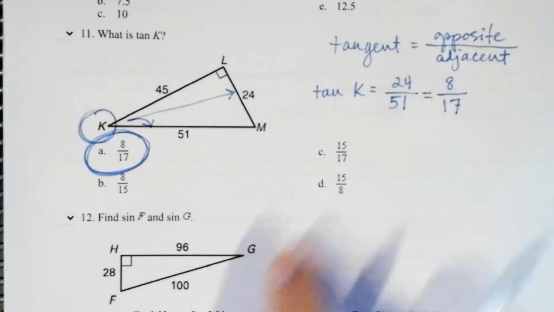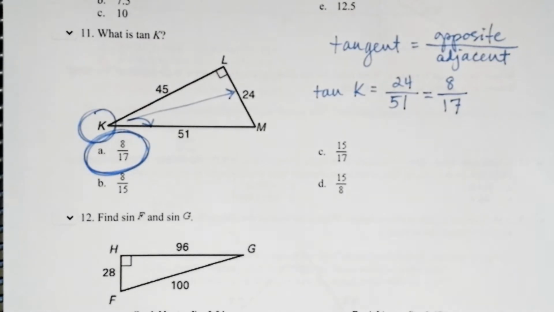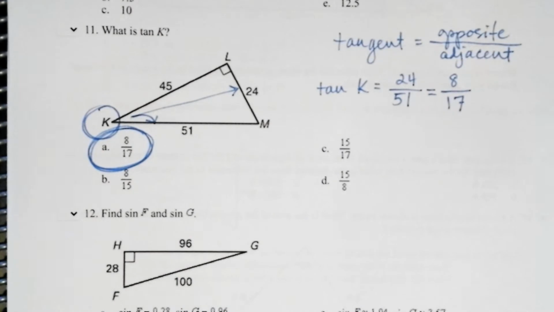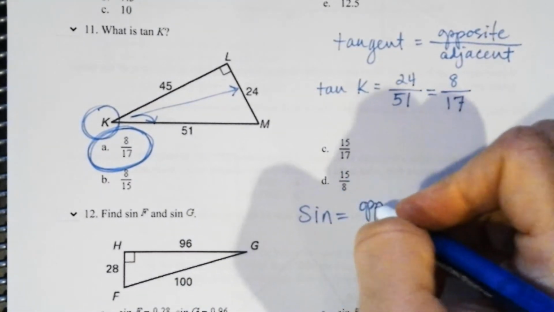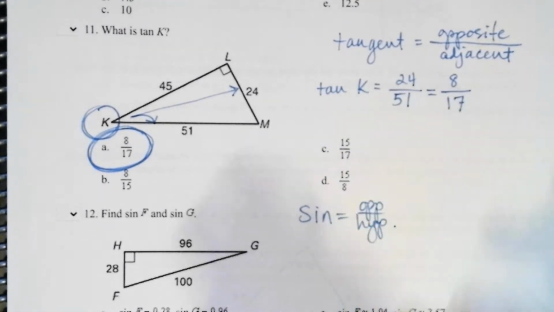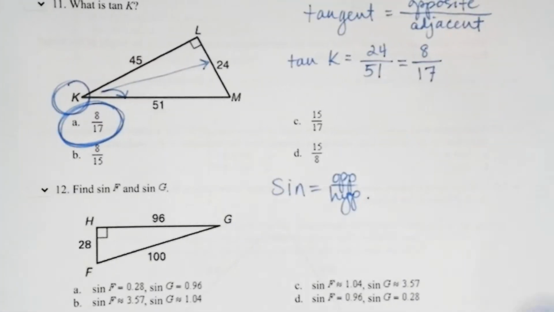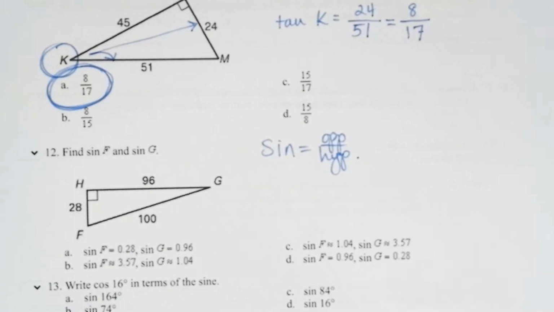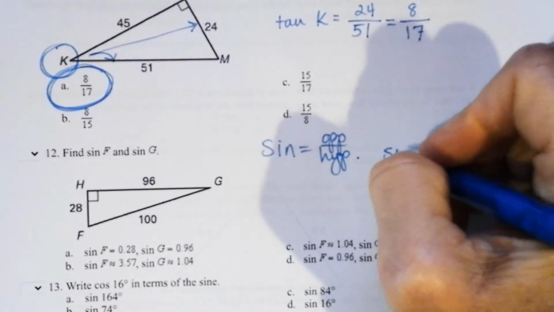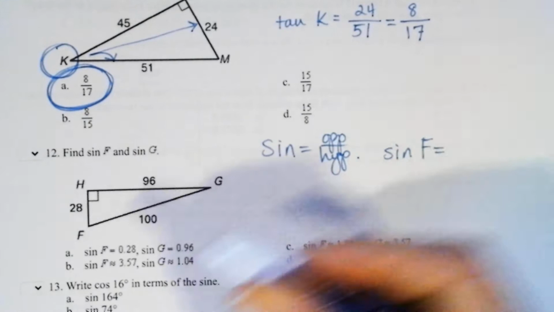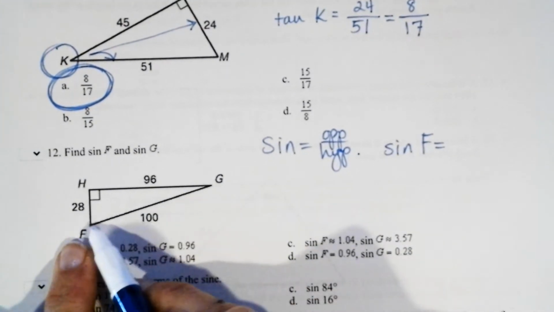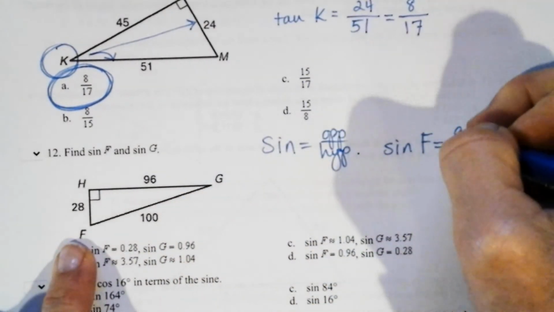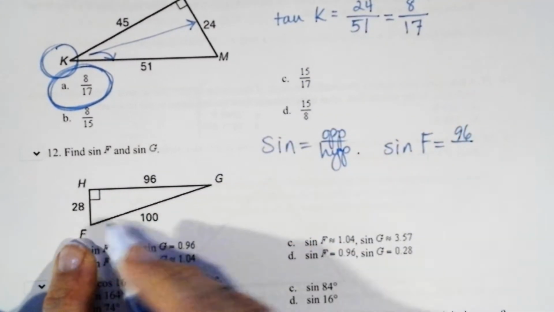That was section 4. Section 5 was SOHCAHTOA, sine. So we're going to do sine. Sine equals opposite over hypotenuse. We're going to find the sine of F and the sine of G. So the sine of F is, I start with F. My opposite side is 96. My hypotenuse is 100.